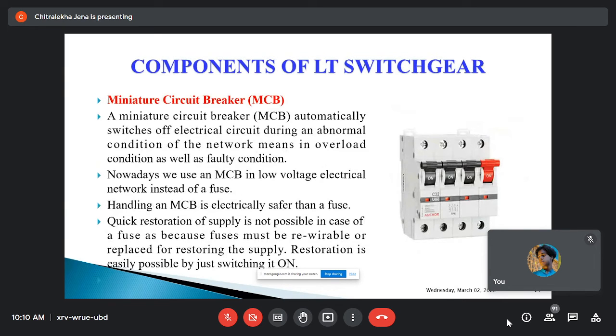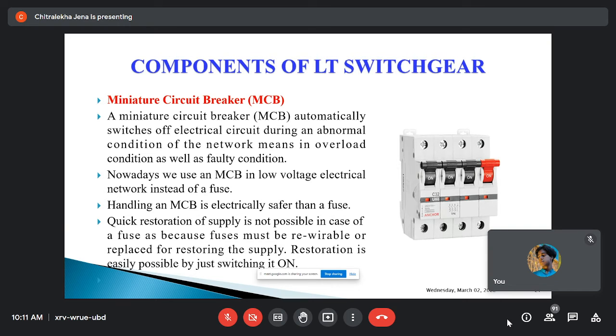Now coming to the second one, the miniature circuit breaker. All these are protective devices. What is a miniature circuit breaker? All of you have seen one, yes or no? It automatically switches off if the condition is abnormal, and it disconnects if there is any failure. It will disconnect the circuit.